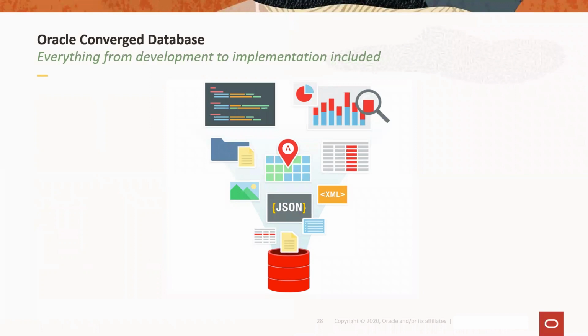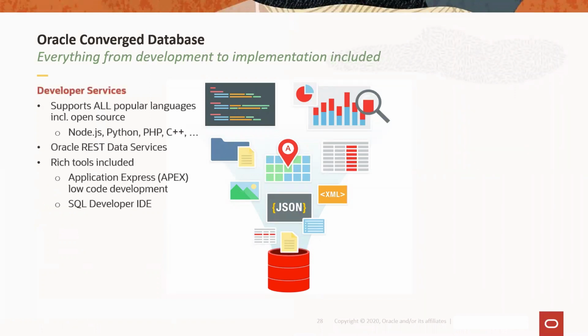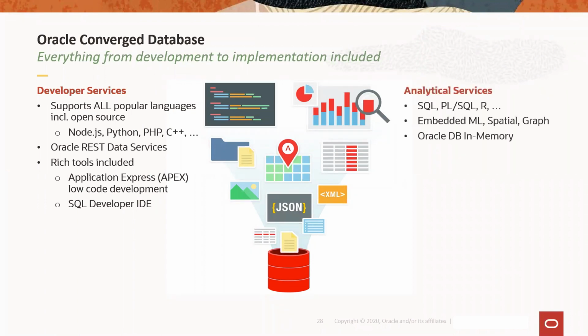The Oracle Converged Database supports everything that developers want. We've got all of the language support, we've got the REST APIs, we've got rich tools like Application Express for low-code development, SQL Developer, all the spatial interface, the graph interface, all of those capabilities come with the database. The analytics, right? Aside from obviously Oracle supports SQL and PL/SQL, but we also support R and Python and all of those languages for the deep analytics. We have embedded capabilities around machine learning, spatial, graph. We talked a lot about those.